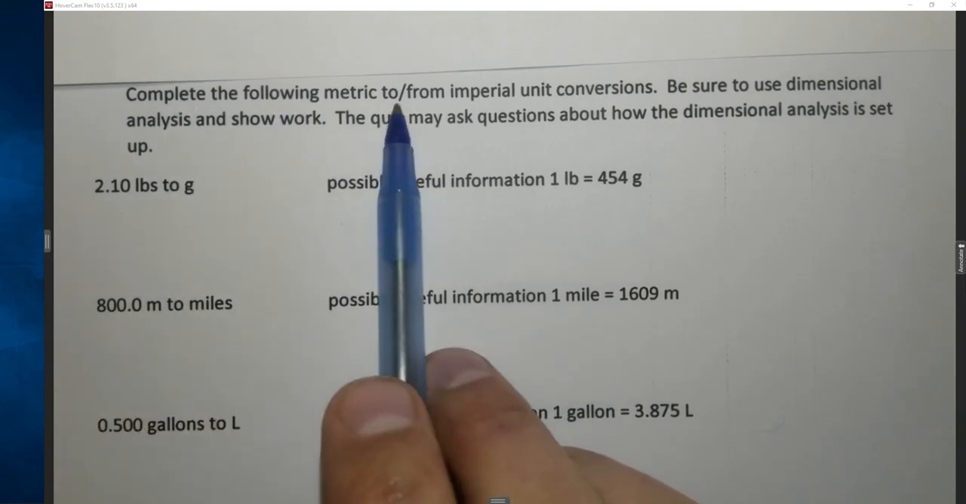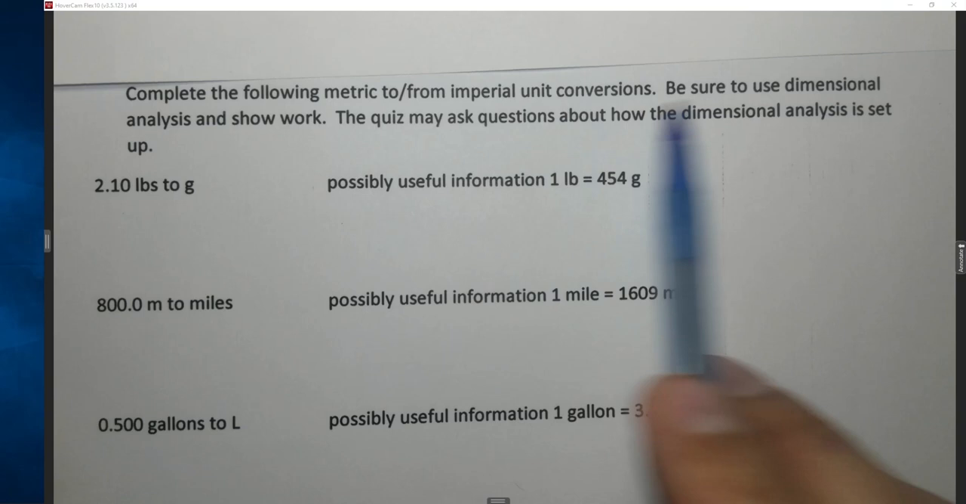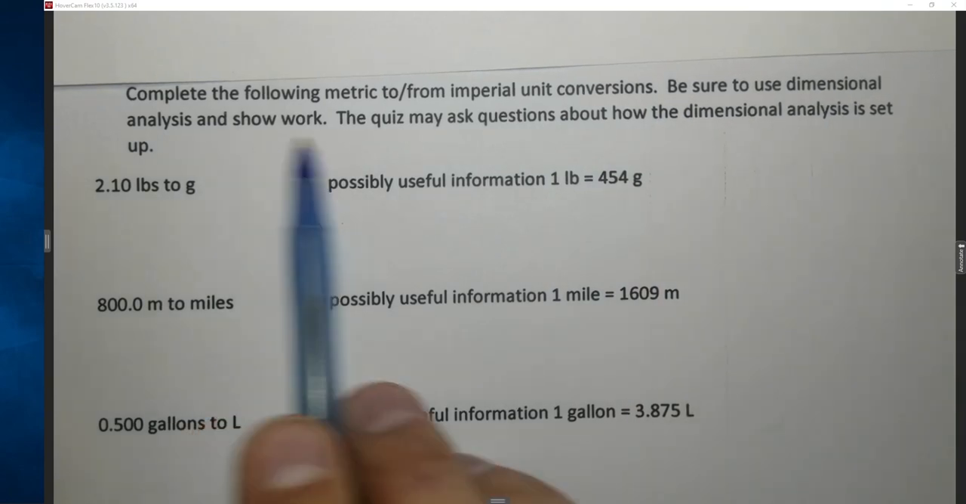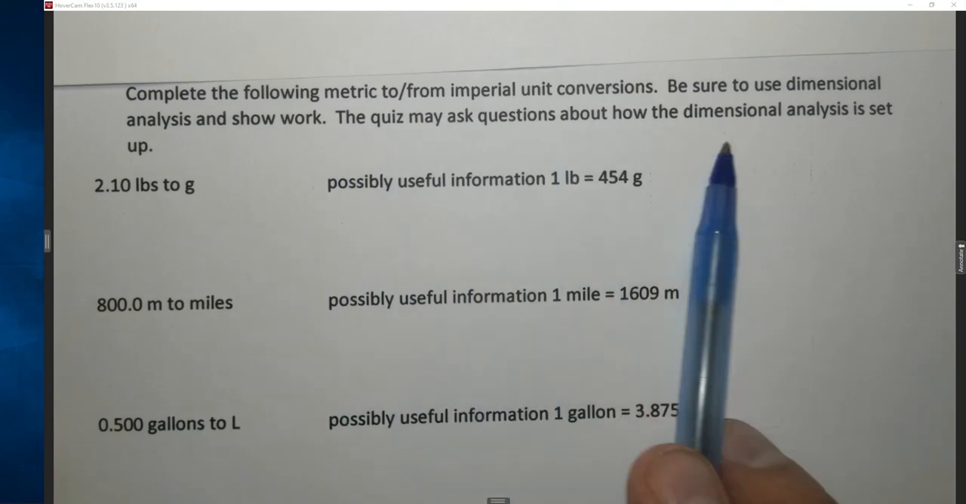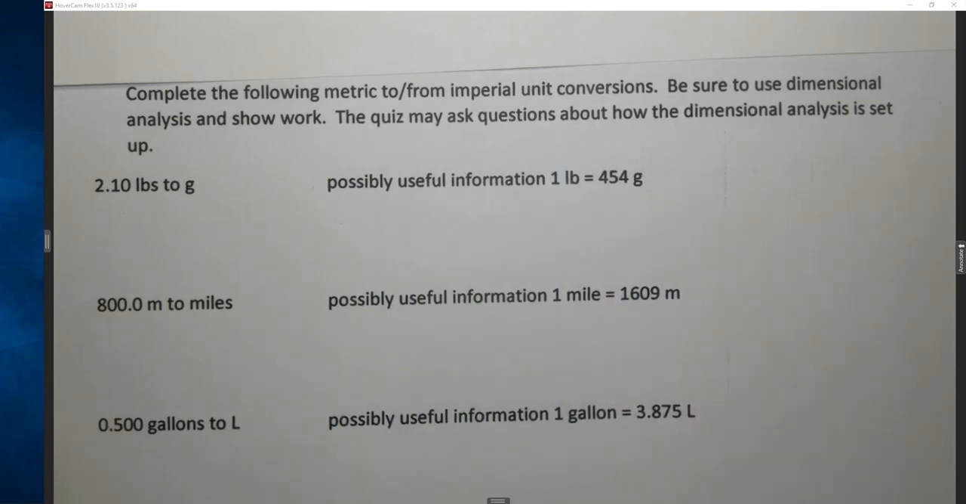It says, complete the following metric to/from Imperial unit conversions. Be sure to use dimensional analysis and show work. So basically the same as before, and this quiz may ask about how dimensional analysis is set up.